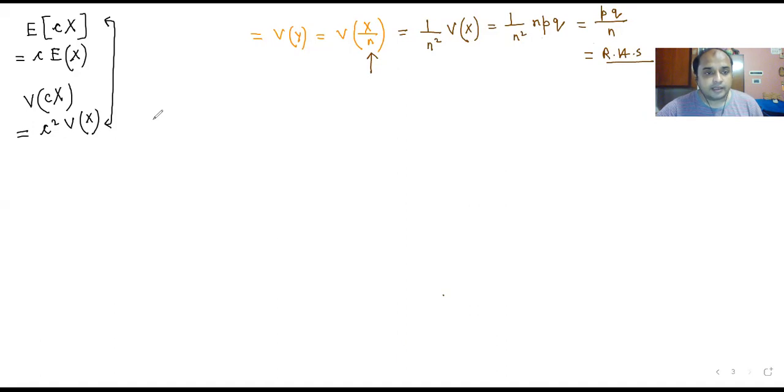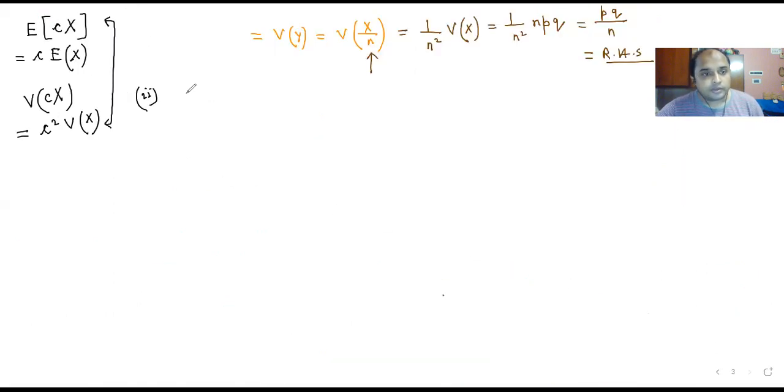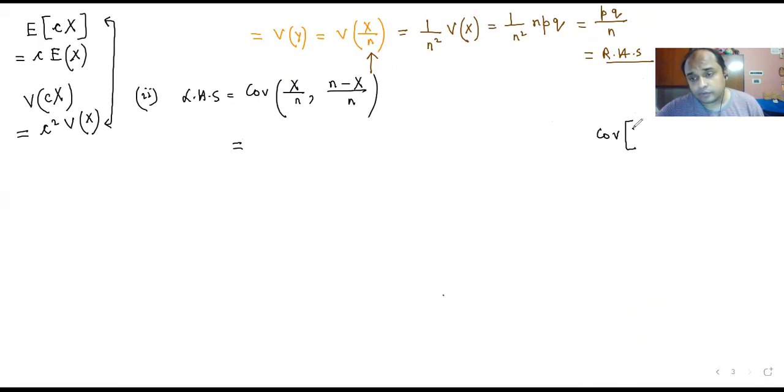Let's talk about the next part. What we are supposed to prove is the following. What is the left hand side? The left hand side is this quantity. So we are going to start with the left hand side, which is covariance of X by n comma n minus X by n. Now you know the covariance formula. Which formula am I going to use over here? I'm going to use the original one. The original formula is given as this. Let it be in front of you so that you can correlate: it is expectation of (X minus EX)(Y minus EY).